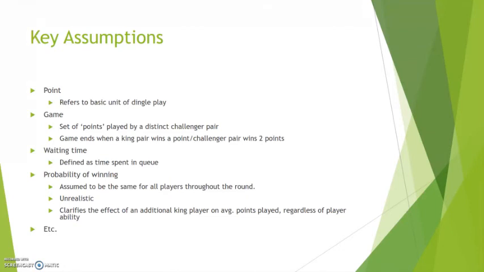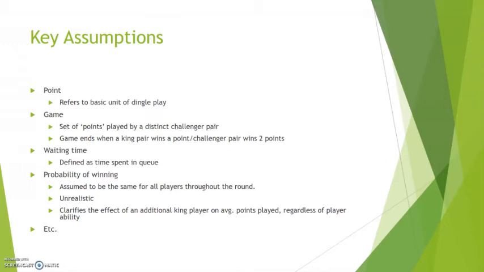The following assumptions are applied to the simulation. A point refers to a basic unit of Dingle play, namely one transition from singles to doubles. A game consists of a set of points played by a distinct challenger pair. The game ends when a king pair wins a point or a challenger pair wins 2 points. The waiting time is defined as time spent in the queue.